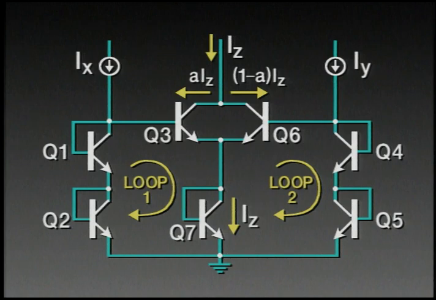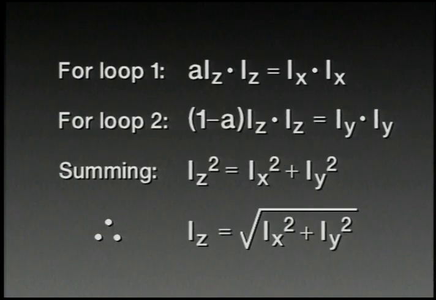So we can write the following, that for the first loop, we have the product of IZ being equal to the product of IX. For the second loop, the product of 1 minus IZ times IZ equal to the product of IY and IY. Summing those two equations, we find that I sub z squared is equal to I sub x squared plus I sub y squared. And it follows that the current I sub z is therefore simply the vector sum of Ix and Iy.